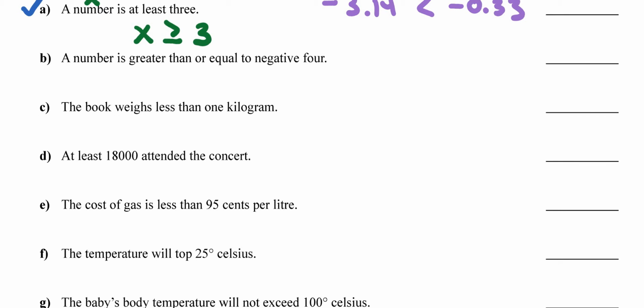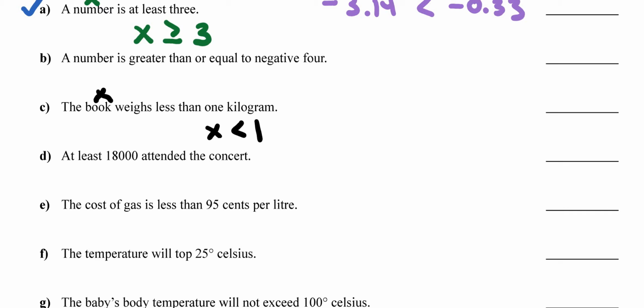Let's go ahead and do letter C next. For letter C, the book weighs less than 1 kilogram. Okay, so let's just say x is the book and it weighs less than 1 kilogram. So I'll say x is less than 1. All right, so that's an acceptable answer.